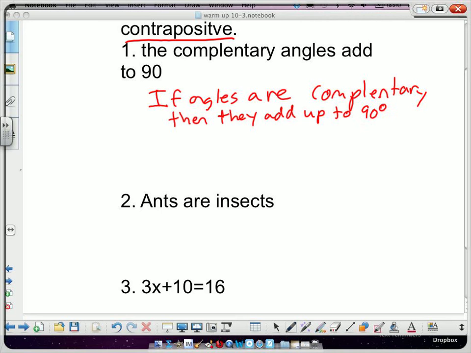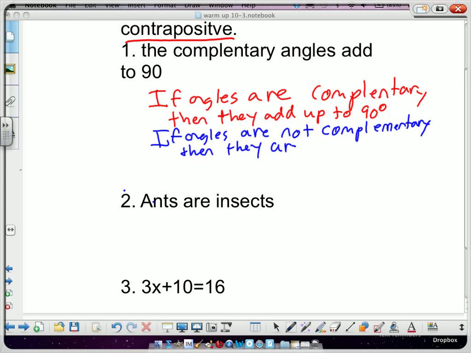Okay. And what else did I give you? Inverse. Okay. So what was it? If angles are not complementary, then they are not complementary. Then they do not add up to 90 degrees. Okay.